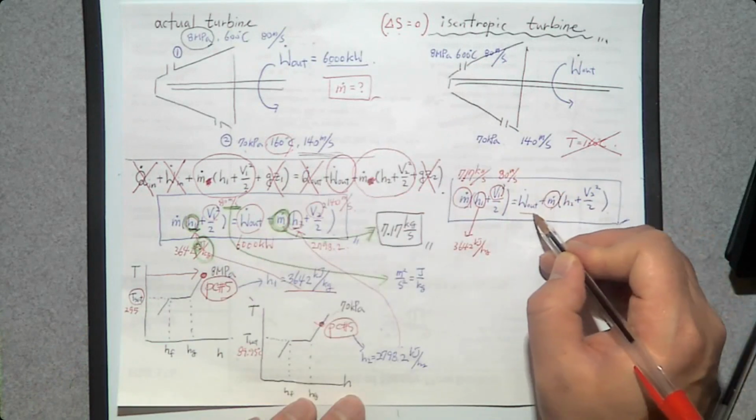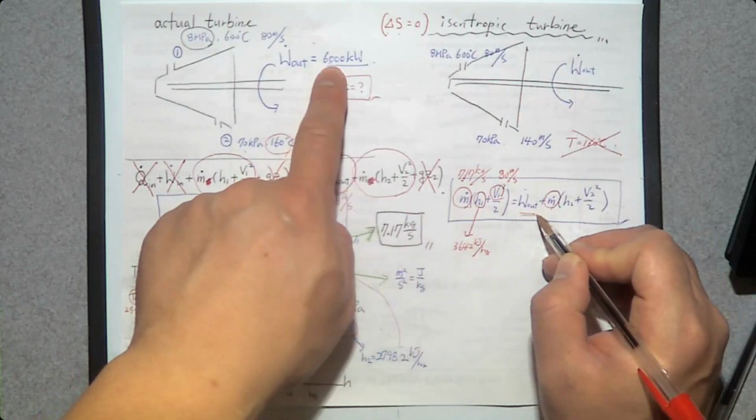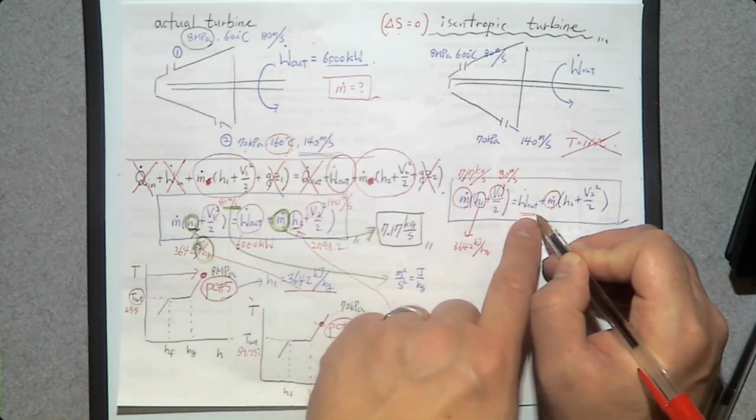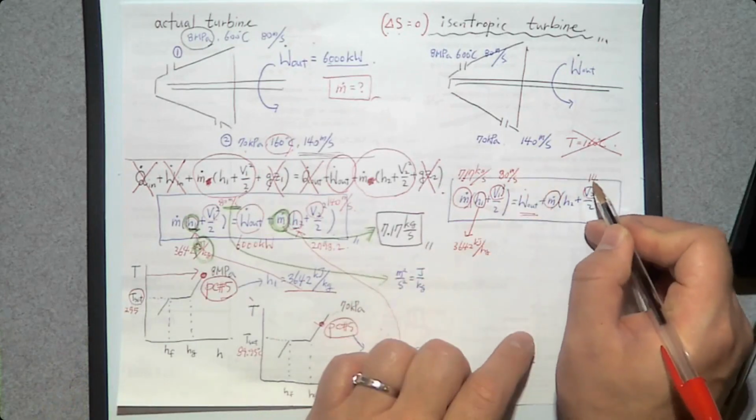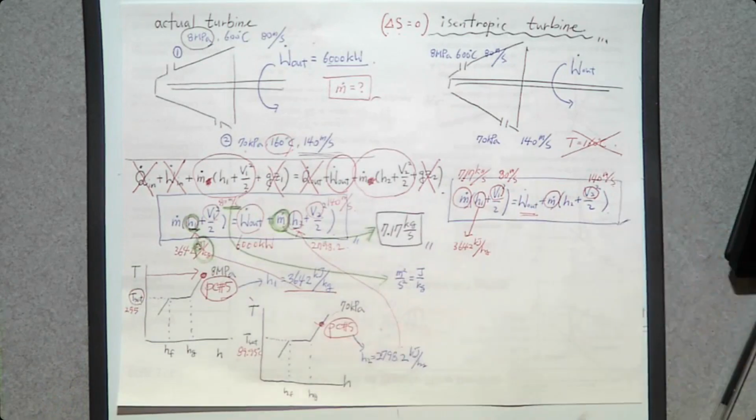Now velocity is 80 meter per second. And power, is the power 6,000? Not anymore. So power is unknown. What about this exit velocity, 140? So we have two unknowns. One is the power. The other one is the specific enthalpy at the exit.